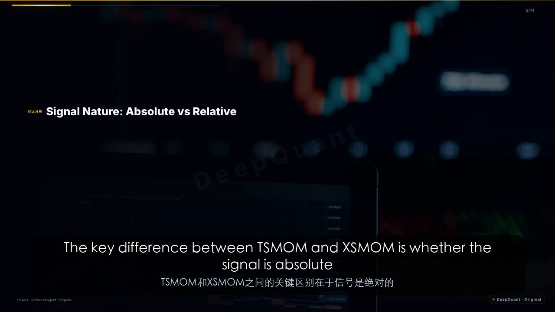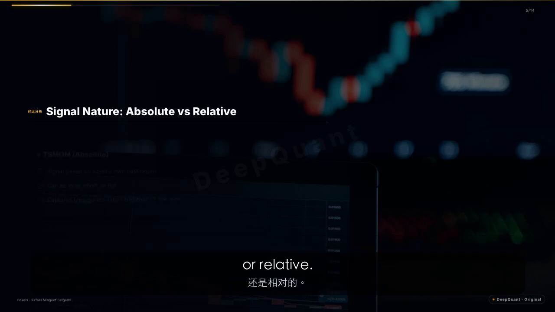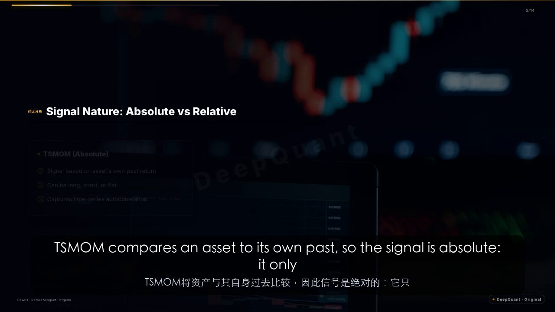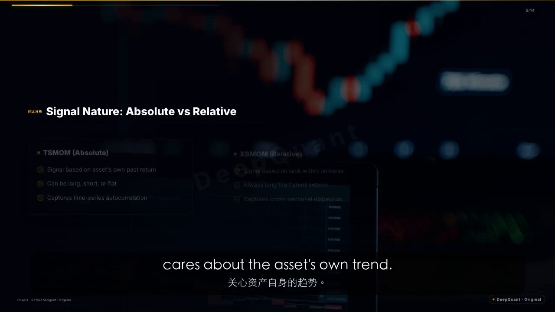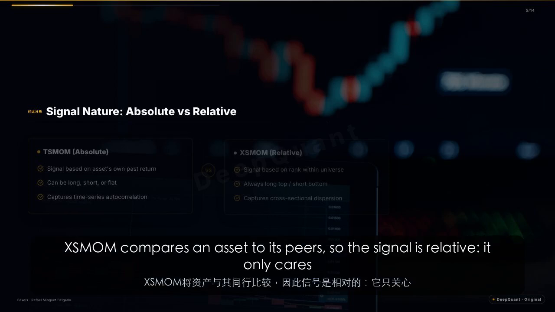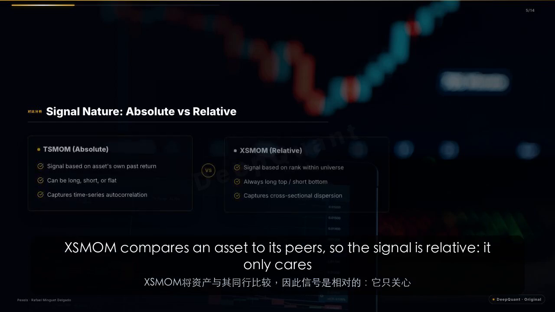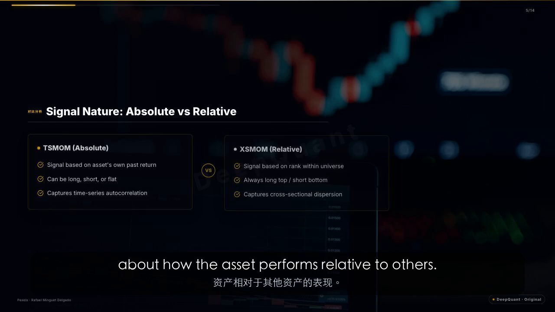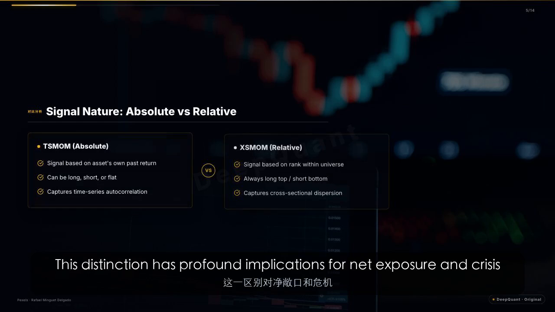The key difference between TSMOM and XSMOM is whether the signal is absolute or relative. TSMOM compares an asset to its own past, so the signal is absolute; it only cares about the asset's own trend. XSMOM compares an asset to its peers, so the signal is relative; it only cares about how the asset performs relative to others. This distinction has profound implications for net exposure and crisis behavior.